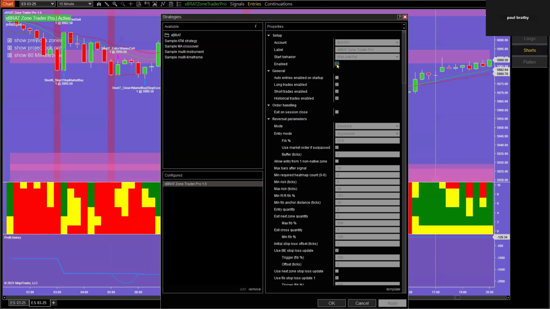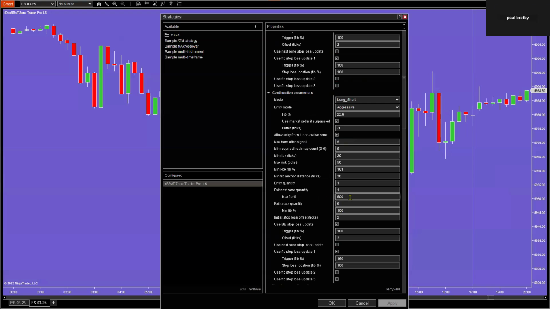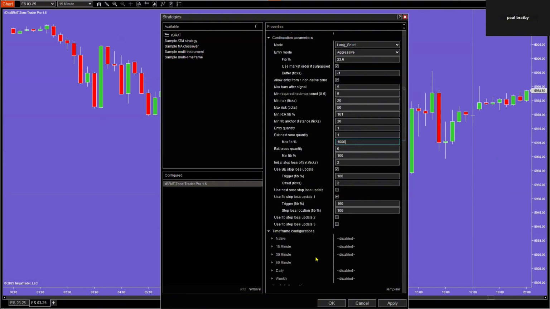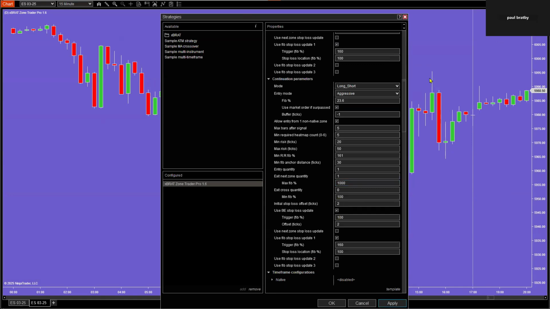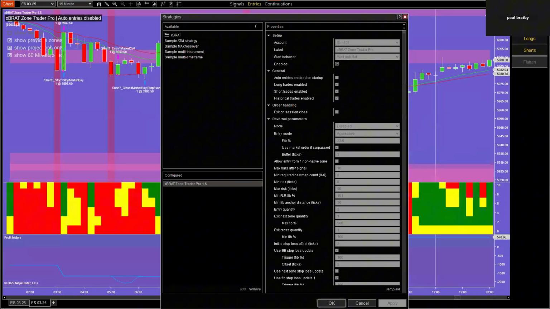So we are on Zone Trader Pro. That's right, isn't it? Yeah. Okay. So I just want to increase that max fib to say 1,000%. I want to exit on the next Guardian Zone. That's already done. Let's click apply. So this is going to be almost semi-automated with those breakthroughs, if you like.